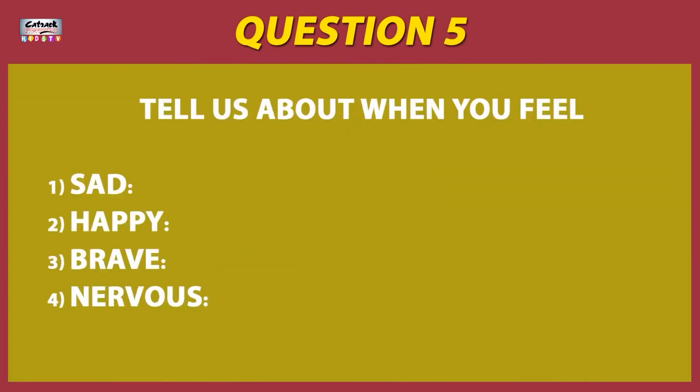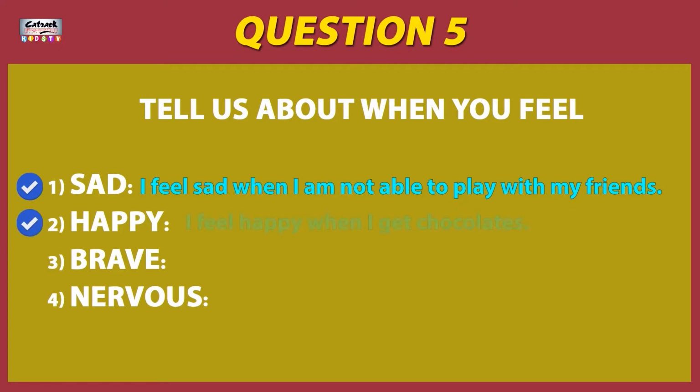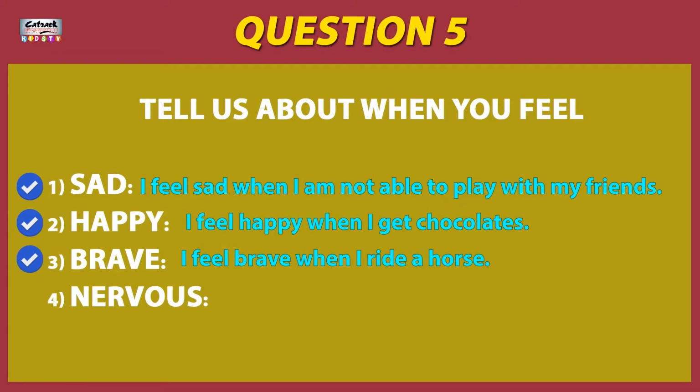Question 5. Tell us about when you feel sad, happy, brave, nervous. Sad. I feel sad when I'm not able to play with my friends. Happy. I feel happy when I get chocolates. Brave. I feel brave when I ride a horse. Nervous. I feel nervous during my exams.